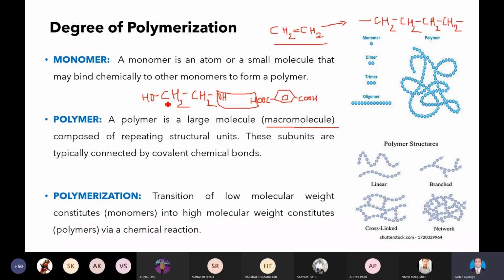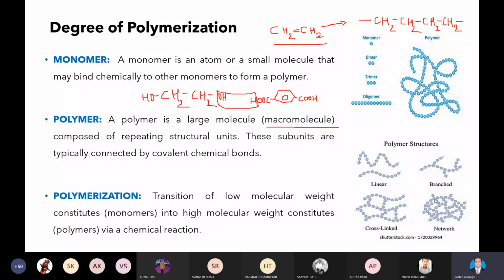Cotton, polyester, nylon, all these things come under the category of polymer. Now, the reaction which is taking place between the monomers, for that reaction we use the term polymerization. So the transition of a low molecular weight constituent, that is the monomer, into a high molecular weight constituent, that is a polymer, via a chemical reaction is called polymerization.